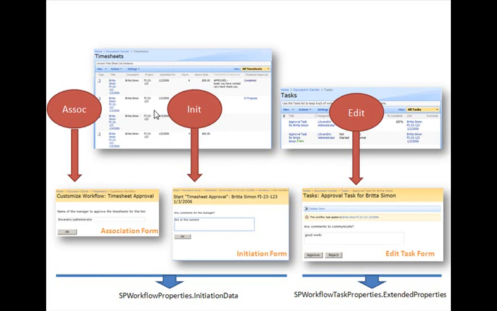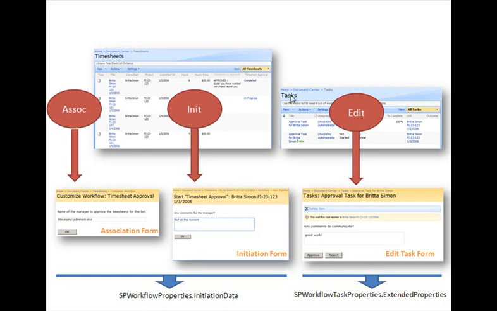Next, when the workflow is started or initiated, either manually or by an event triggered in the container, you can again show an InfoPath form, which is called the initiation form. This can be used to capture additional data from the user. Both the association form and the initiation form must have the same namespace for the data. Within the workflow, the data entered within the forms is made available by a property called InitiationData that is exposed by the SPWorkflowActivationProperties object.